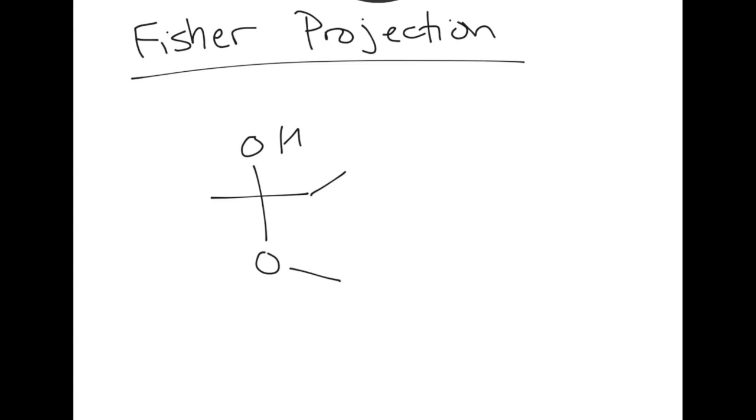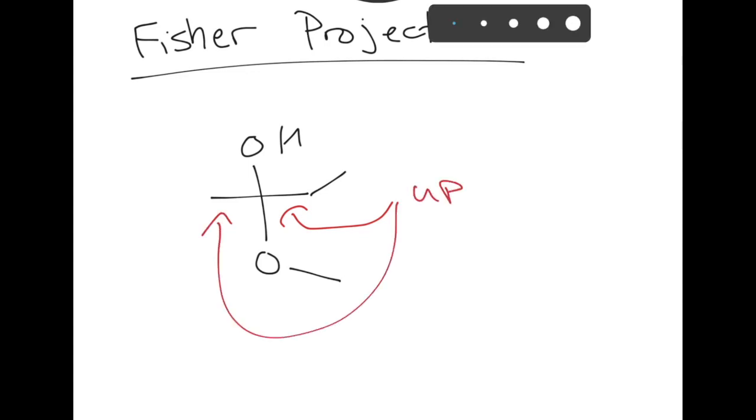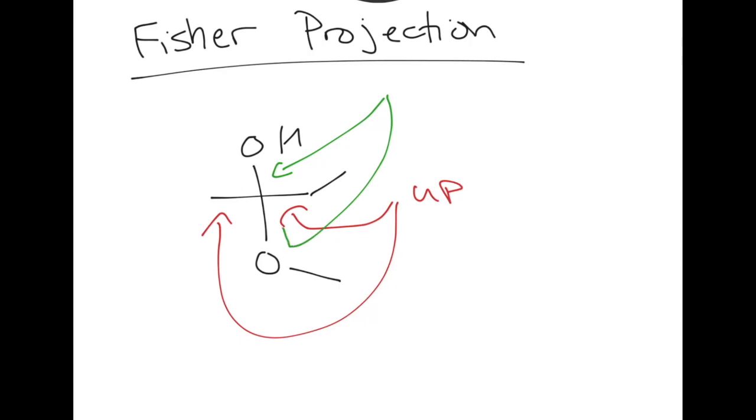So with Fischer projections, you are expected to remember that the groups that are horizontal are up, and that the groups that are vertical are down. So you no longer have the wedge and the dash drawn for you. The wedge and the dash are gone, and you have to remember, hey, horizontal groups are up, vertical groups are back.